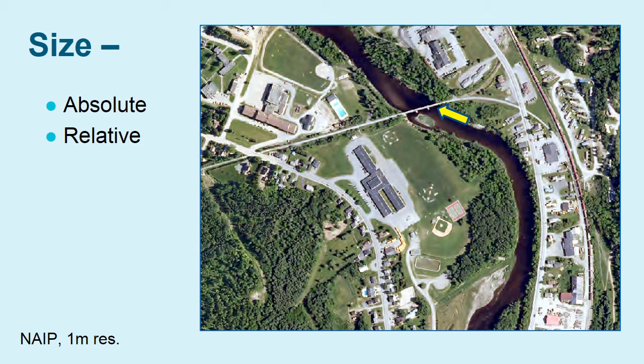Size. If you look at my arrow here, I can use size to measure, rather, the length and width of this railroad bridge. I can use size relatively, so the first one was absolute. I can use size relatively to identify that this is an automobile on a road. And knowing standard road widths, I can guess at the size of that vehicle. So just two examples.